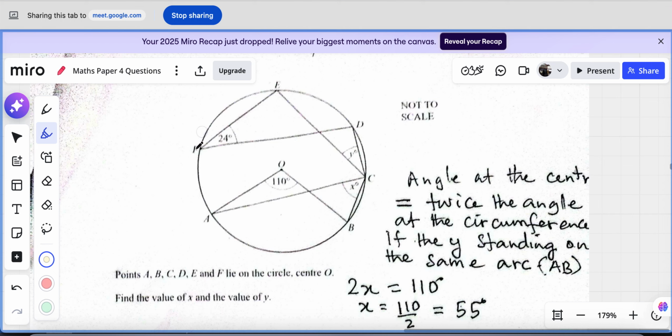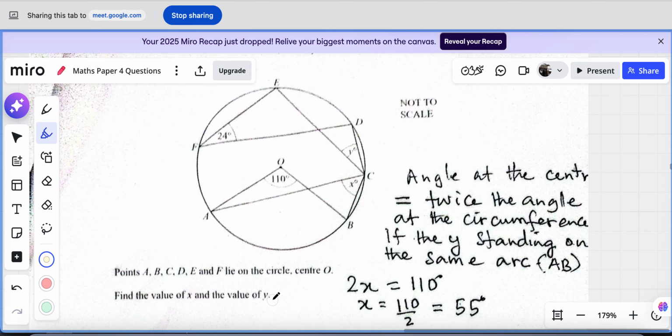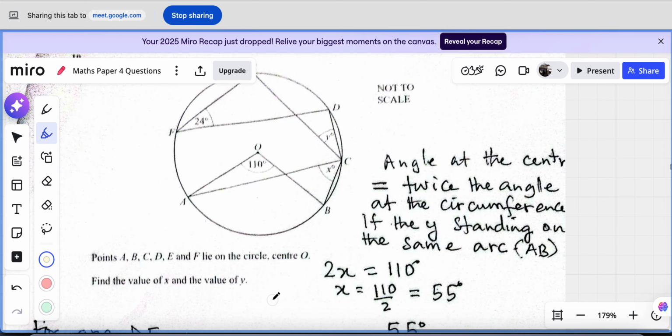Now the question says points A, B, C, D, E, and F lie on a circle, center O. You see they all surround. There are 6 points. They all surround and they lie on the circle with center O. Okay, find the value of X and the value of Y.